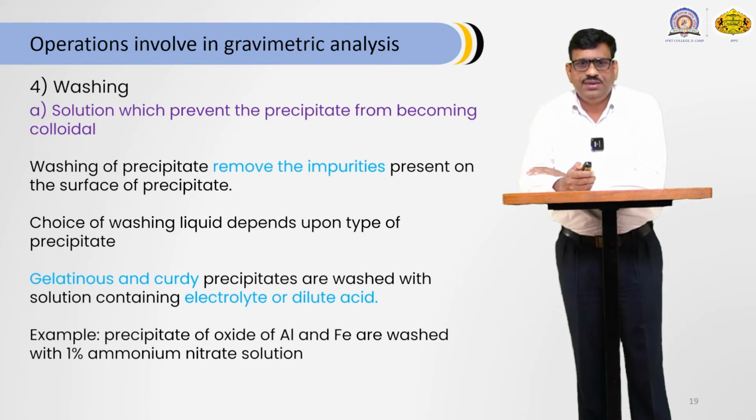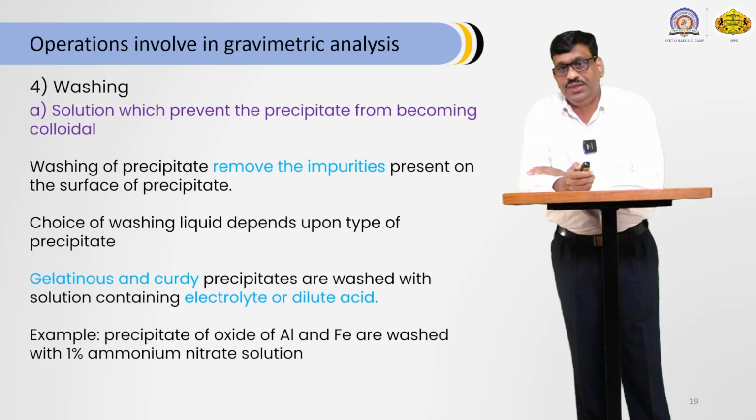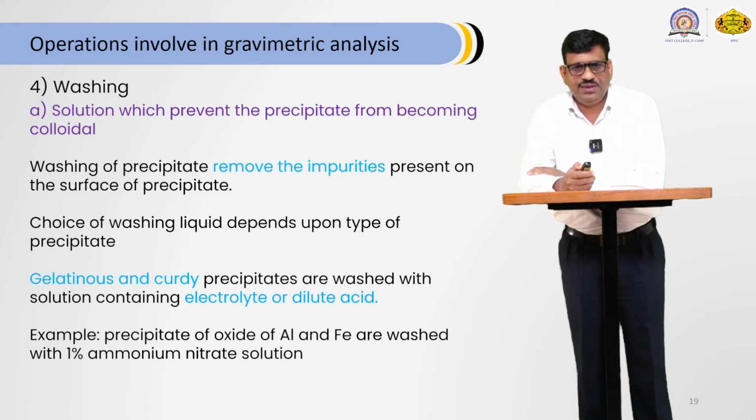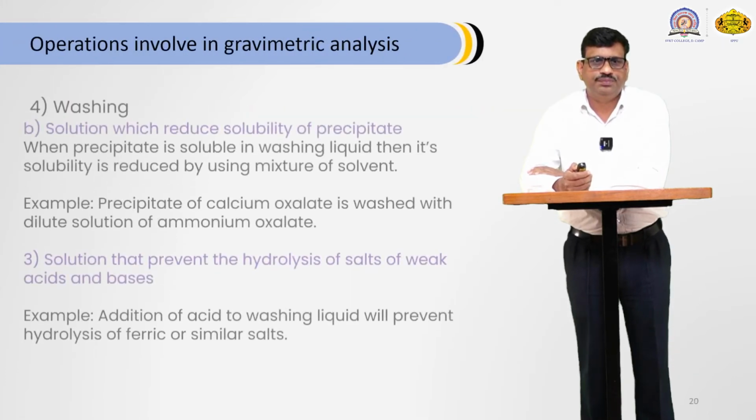Washing of the precipitate removes the impurities present on the surface of the precipitate. The choice of washing liquid depends upon the type of precipitate. Generally, gelatinous and curdy precipitates are washed with a solution containing an electrolyte, or with a solution containing dilute acid. For example, precipitates of oxide of aluminum or oxide of iron are washed with 1% ammonium nitrate solution.